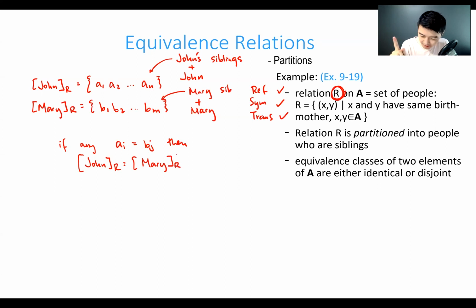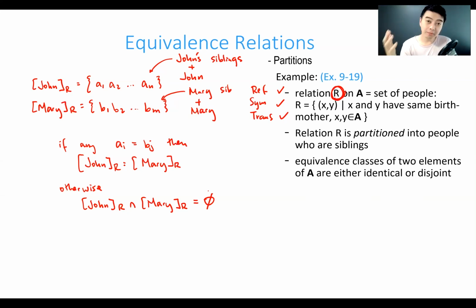So if any of the Ai's is equal to Bj, immediately we can say that they're the same. Otherwise, what can we say? The only other way is that there's nothing in common. Otherwise, they are disjoint. So John and Mary have disjoint equivalence classes. If I take the intersection of John's and Mary's equivalence classes, it will be empty. Now the second part of this statement is pretty obvious. If I can't find anything in common, obviously the intersection is going to be an empty set.